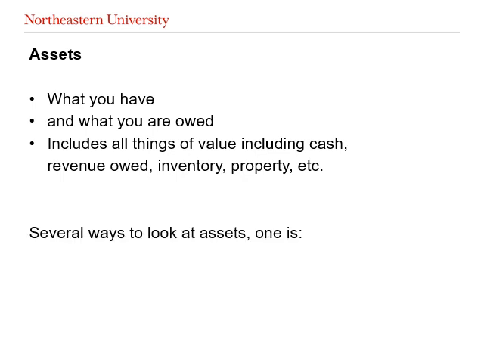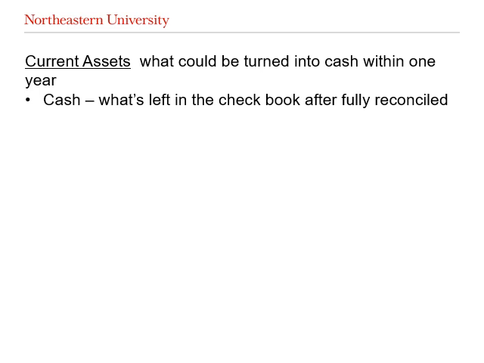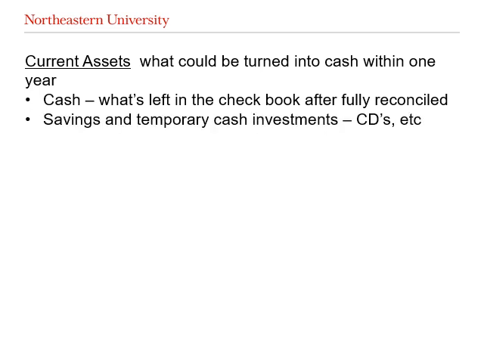So there's several ways to look at assets, and we're going to look at one of them now. We'll look at others later in the course, and that is the concept of current assets and fixed assets. So a current asset could be cash or could be turned into cash within 1 year. It's as simple as that. It's what's in the checkbook after you have reconciled all your bills. It's what's in your savings accounts or temporary cash investments like CDs. And it's the money that is owed to you that you expect to be paid within the year.